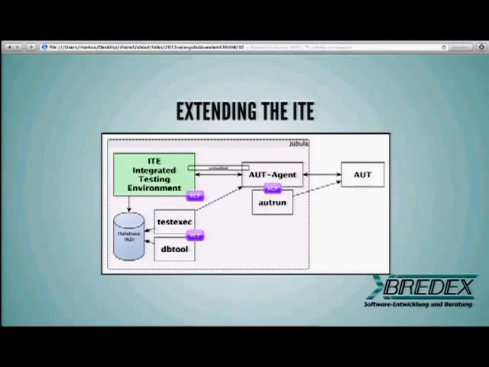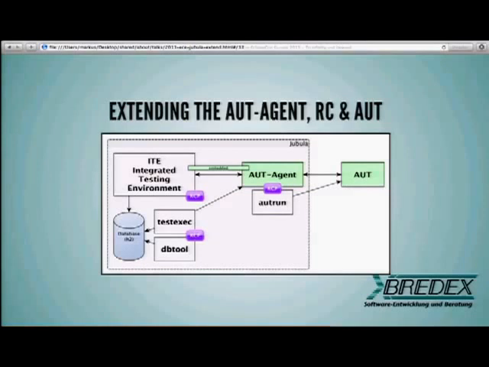So for now, I would like to leave the ITE and speak a little bit about the AUT agent and the AUT, what you can do there. Today I won't go into detail about how to extend, for example, AUT run, test exec, or the DB tool, but there are also some ways you have to extend these if, for example, the ITE gets extended. I want to talk about that today.